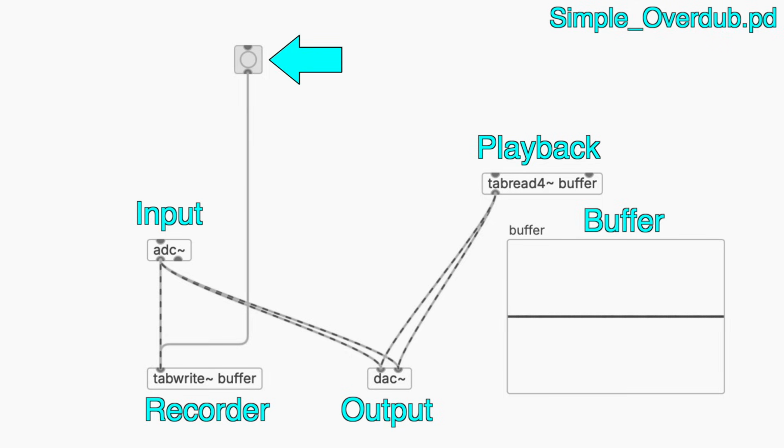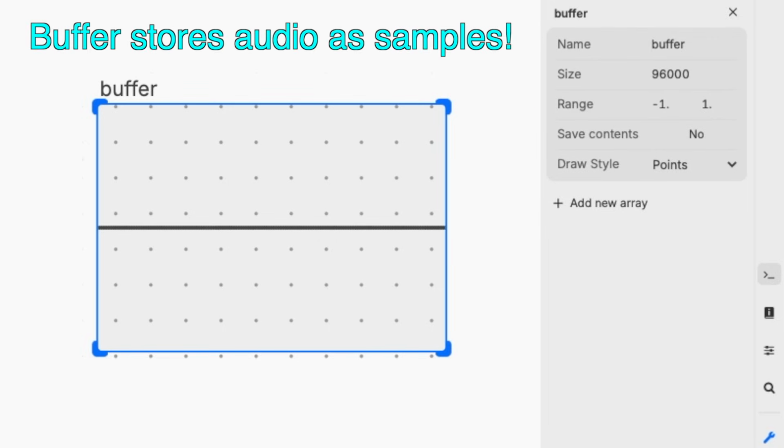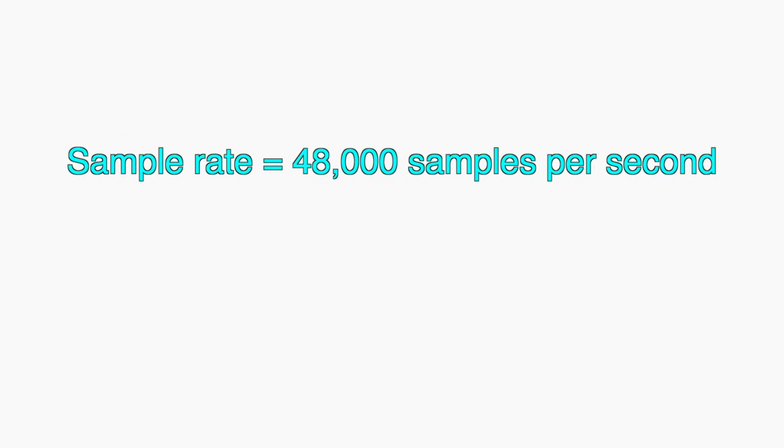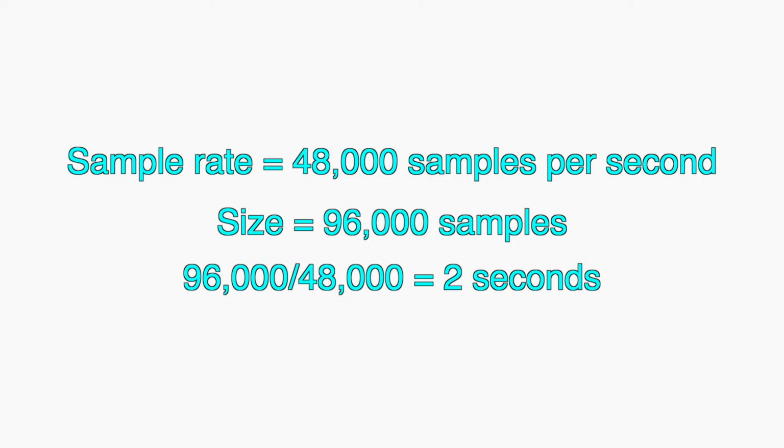With the press of a button, I can record audio. I set the buffer name to be buffer and set the size as 96,000. Why that number? The buffer stores audio as samples, which are the tiny building blocks of digital audio. With the current sampling rate of 48,000, 1 second of audio consists of 48,000 samples. So with the size of 96,000 samples, we can store 2 seconds of audio into this buffer.